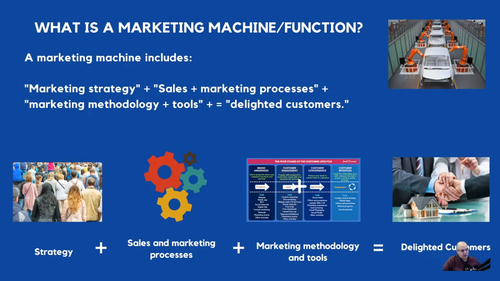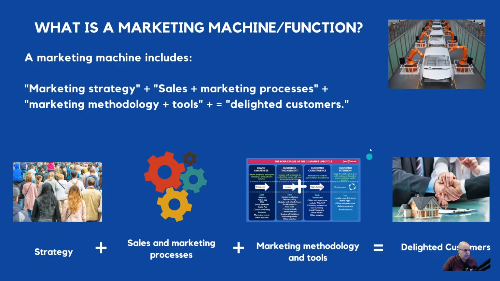In the business context, we hear this terminology, oh, that company has a strong marketing machine. So what is a marketing machine? Simply, the components of a marketing machine are a good marketing strategy, plus a good set of business processes, the sales and marketing business processes, and a very sound marketing methodology and set of tools. Those tools we will cover in this chapter and the upcoming chapters in part 2. The input of this marketing machine is mostly prospects, and the output should be delighted customers.